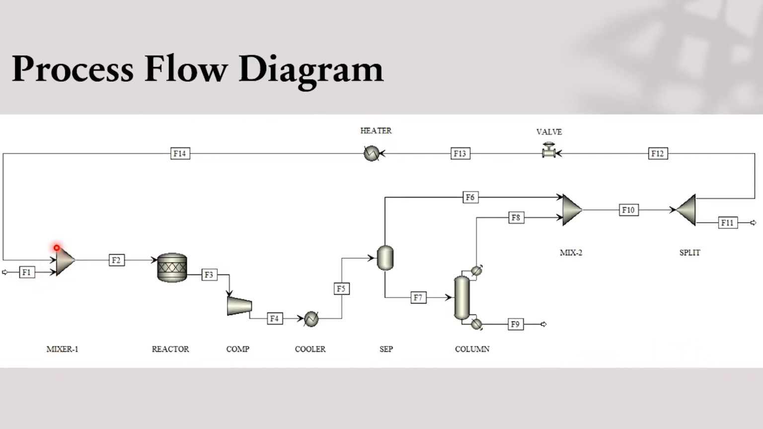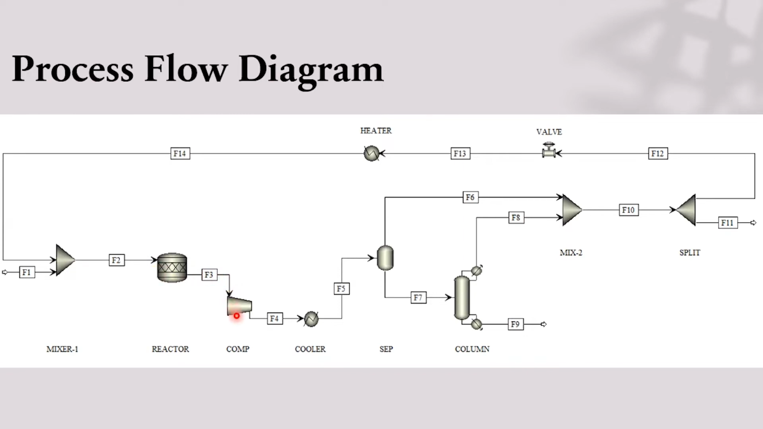The purpose of adding this mixer is to ensure that once we recycle the stream, there are no problems in the design of the system. Initially it will be only one stream, but after the recycle it will be the mixed stream. It is sent to this reactor. For simplification, we are assuming a stoichiometric reactor in Aspen Plus. Then the product will go to this compressor.